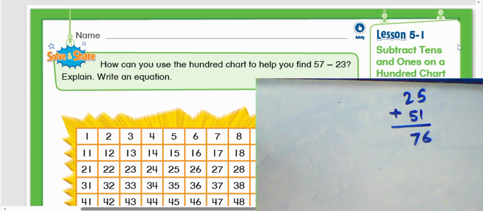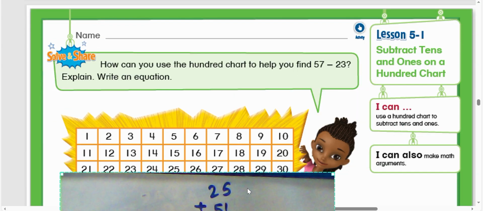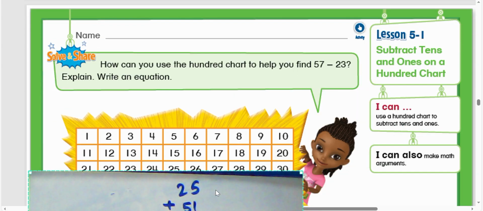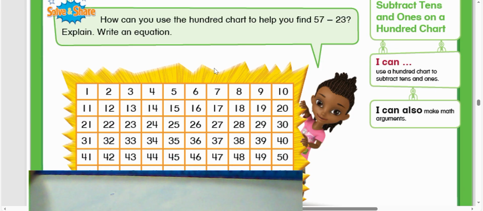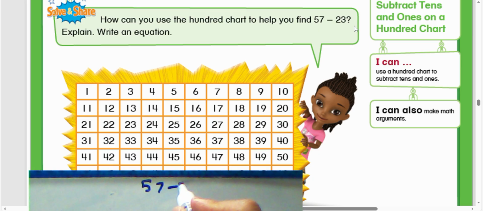Next question. Lesson number 1. In this lesson, topic number 5, lesson number 1: subtracting tens and ones on the chart. You can subtract from the chart here: 57 minus 23. We know 57 minus 23: 7 minus 3 equals 4 and 5 minus 2 equals 3. Then we can find the answer from the chart.